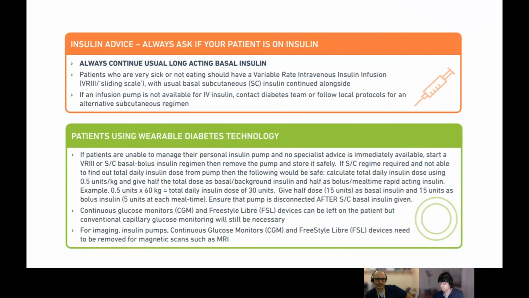In addition to which, it's making sure, as touched on earlier, if a patient has type 1 diabetes or is on long-acting insulin anyway for type 2 diabetes, this should be continued throughout their whole hospital stay, ideally. And even if your patient requires the use of a variable rate insulin infusion, there should still be a need to continue the injected long-acting insulin.